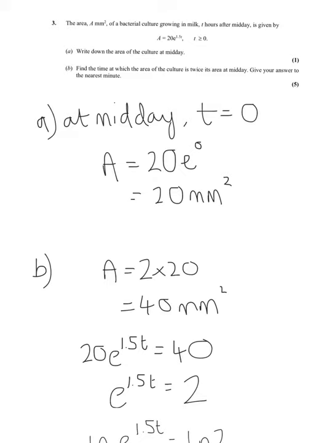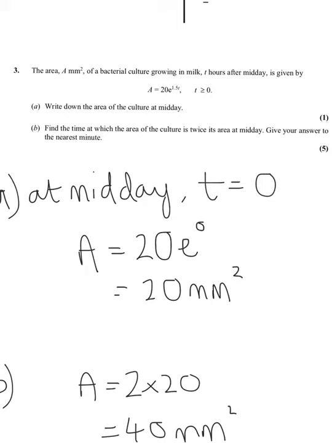Question 3, looking at exponential function. So we're given the area of bacteria is equal to 20 times e to the power 1.5 t, where t is greater than or equal to 0. The key thing to note is that t is also representing the time after midday. So write down the area of culture at midday.